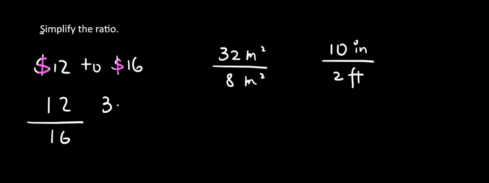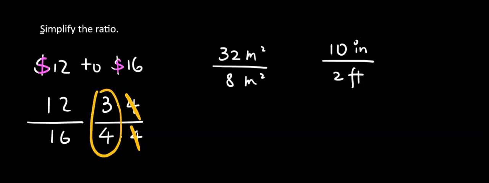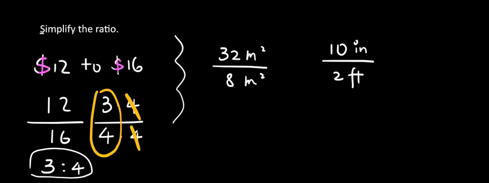12 is 3 times 4. 16 is 4 times 4. And 4 divided by 4, that is 1. And we have 3 to 4 left. Therefore, we say our final solution is 3 to 4. This is simplified. Alright, let's look at the next one.